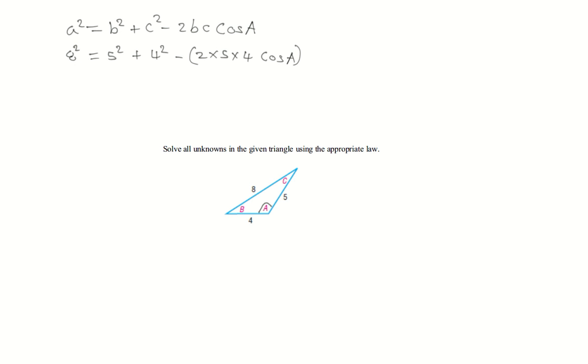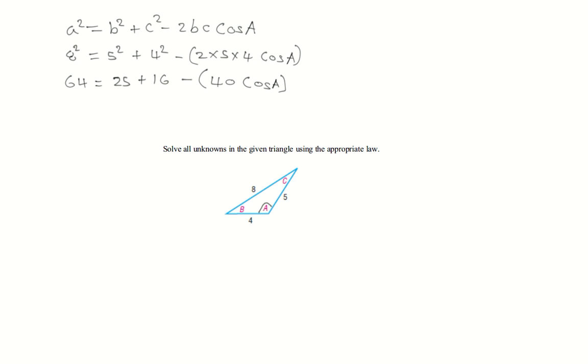cos A. So 8 squared is 64, 5 squared is 25, and 4 squared is 16, minus 2 times 5 times 4 is 40, and I write back cos A. So I'm going to leave this side for now. I'm going to work on this side now and try to simplify.